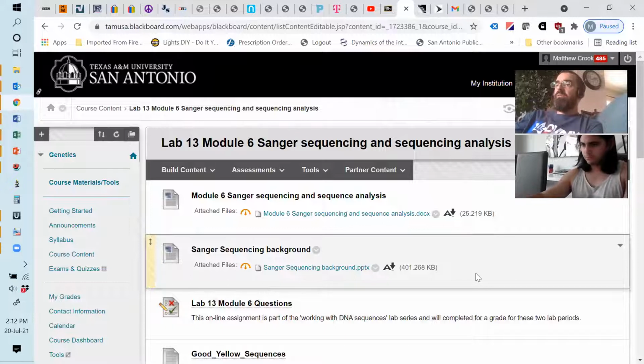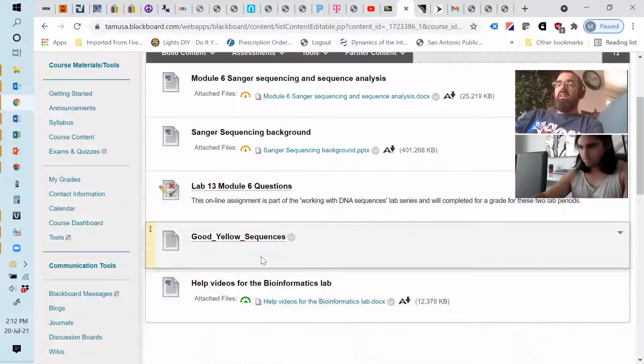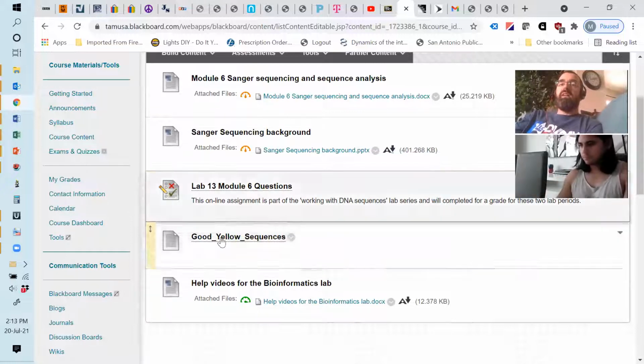Here's also the PowerPoint on the Sanger sequencing, in case you missed it last time. This is the sequences from the student labs that we'll be working with. This is a zip file, right? So you'll need to download this to your computer somewhere or tablet or whatever and unzip it. You need to extract the files that are in this sequence file.